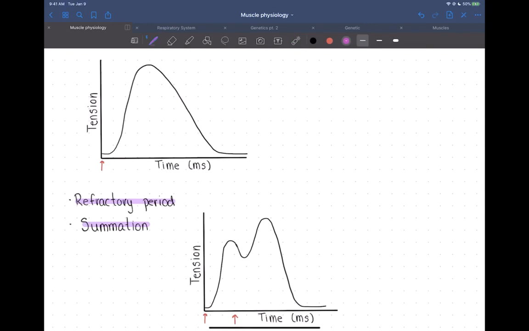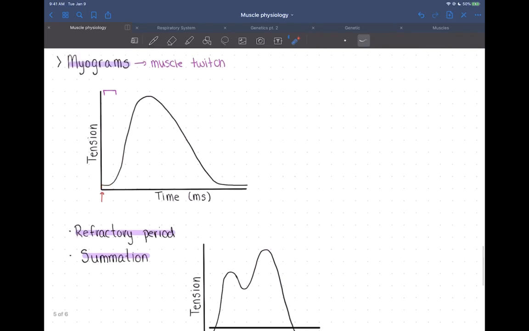With a typical single muscle twitch, there are 3 important phases. The first phase is called the latent period. It's very small, right about here. We have our action potential here, and it's this very short period of time between when that action potential is sent and when the muscle actually starts to increase its tension. This is the latent period.